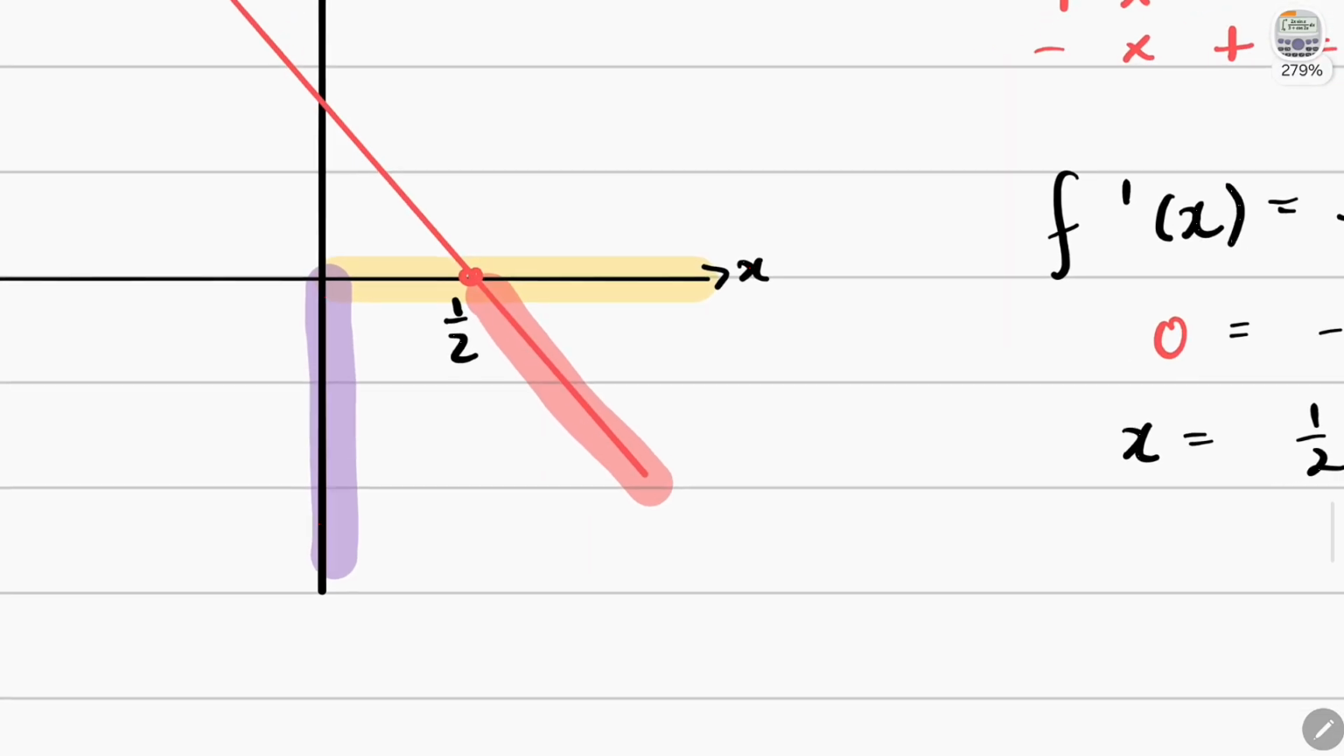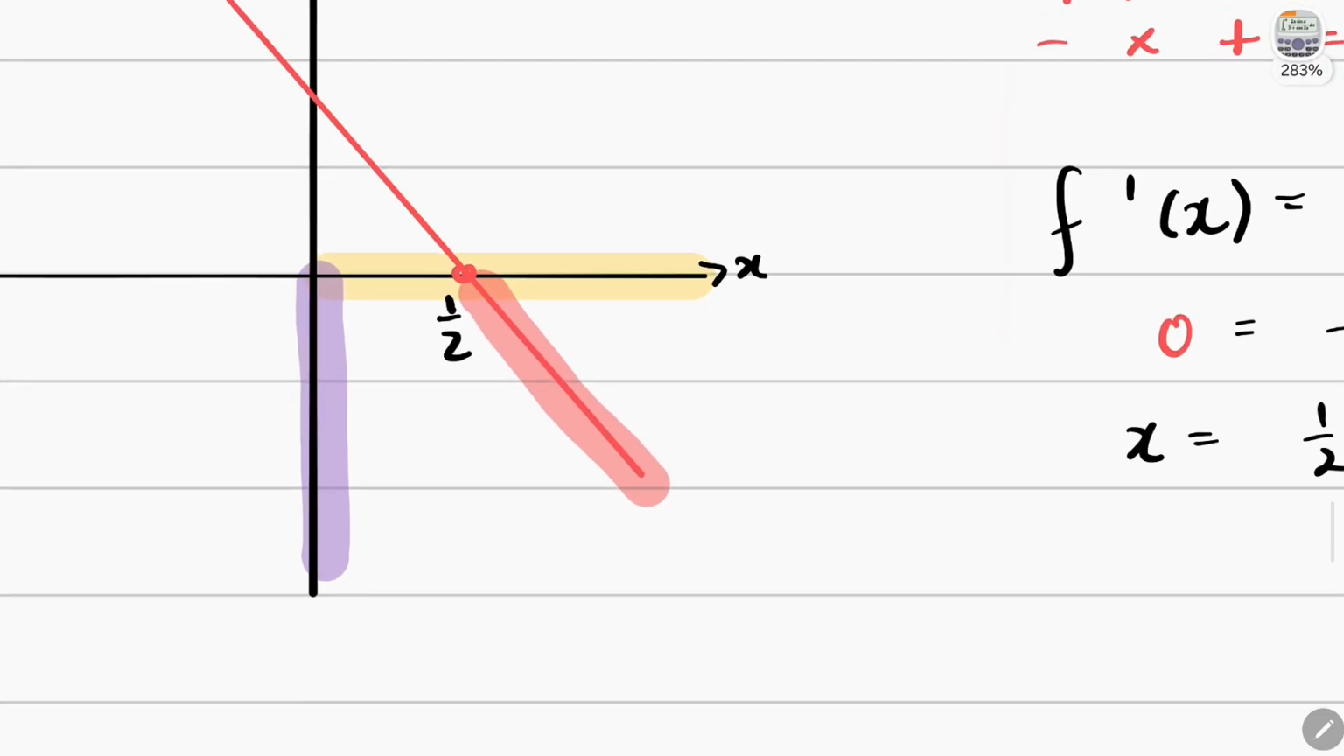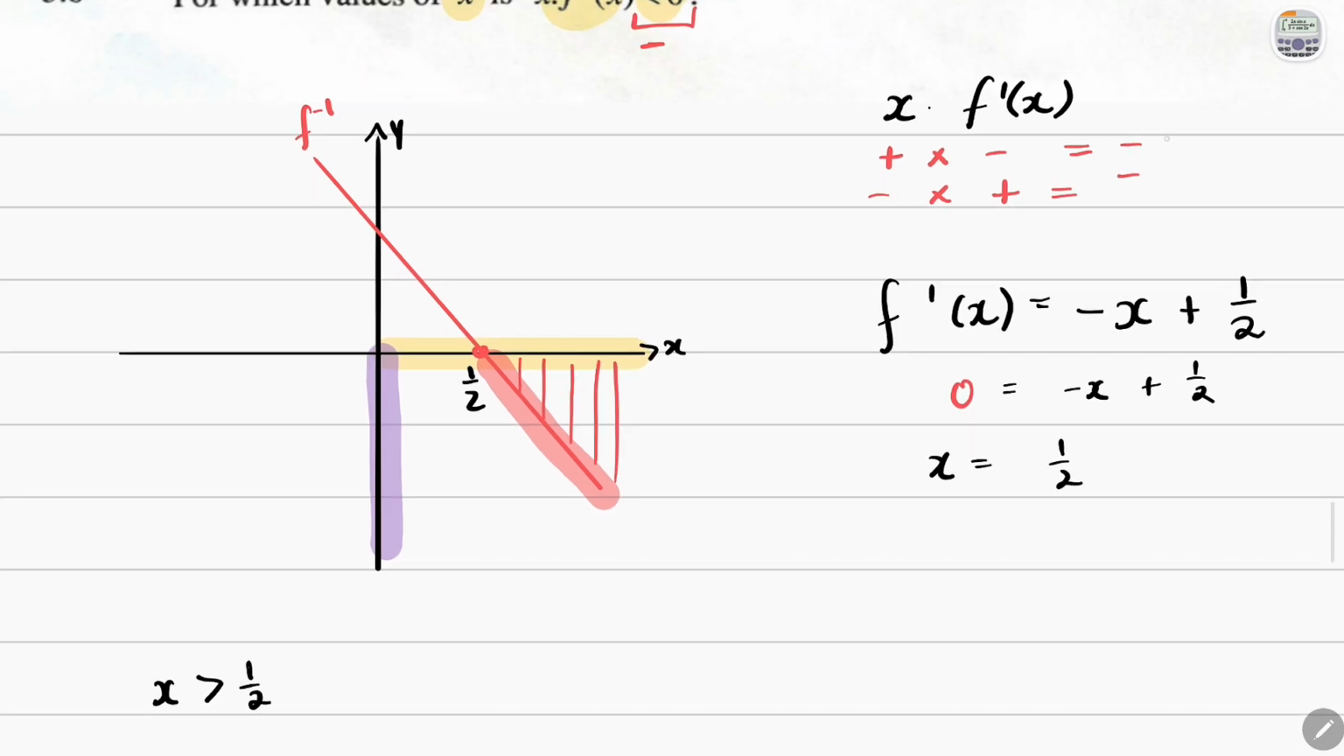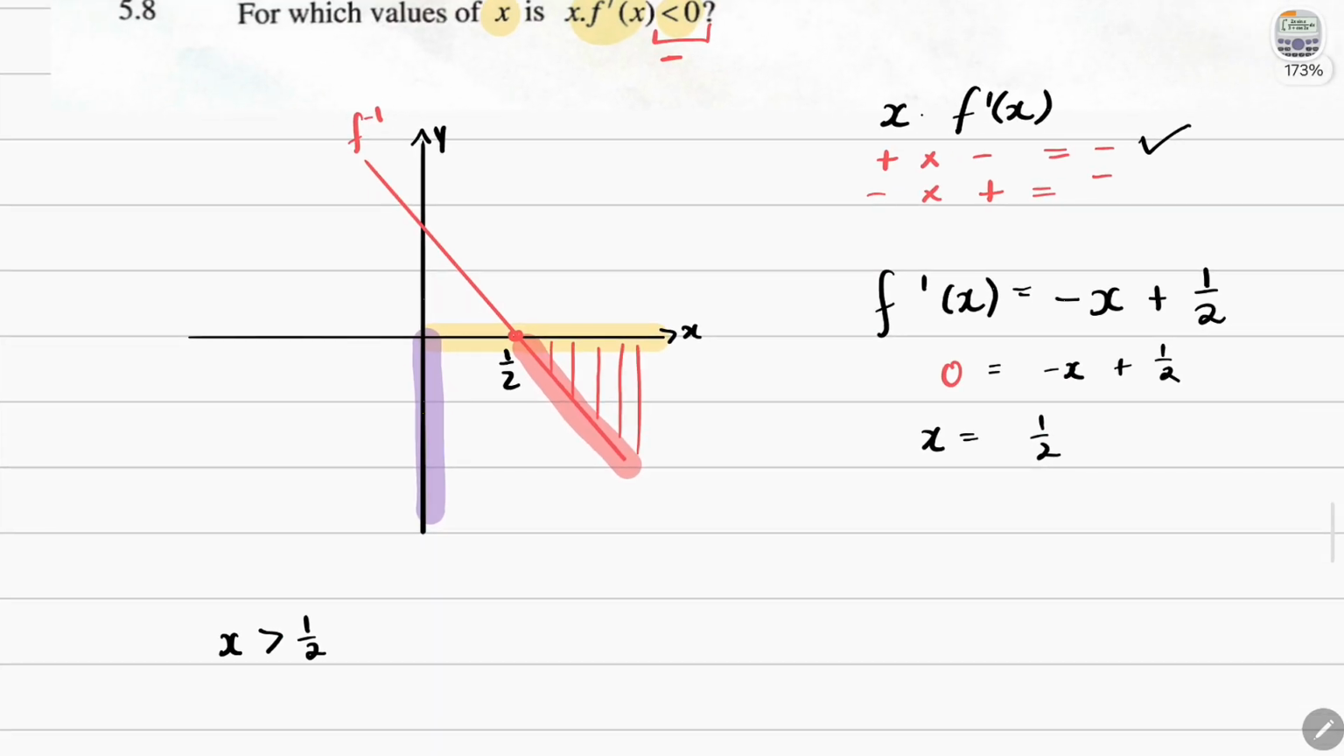Okay, so now we just have to tell them for which values of x this happens. If you line these points up to the x-axis, you see that this is specifically where x is greater than a half. These are values that are going towards the right-hand side of a half. Okay, so we got that one. We were able to find that criteria.